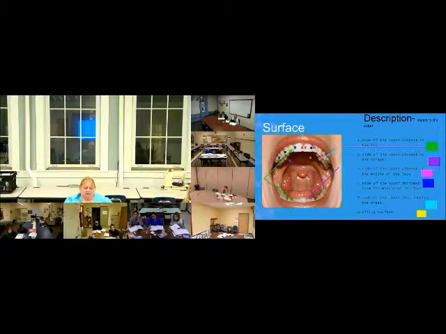As we said, we have the side of the tooth that touches the cheek. And then we have the biting surface of the tooth. And for front teeth, this is the very edge. And for back teeth, it's the top.